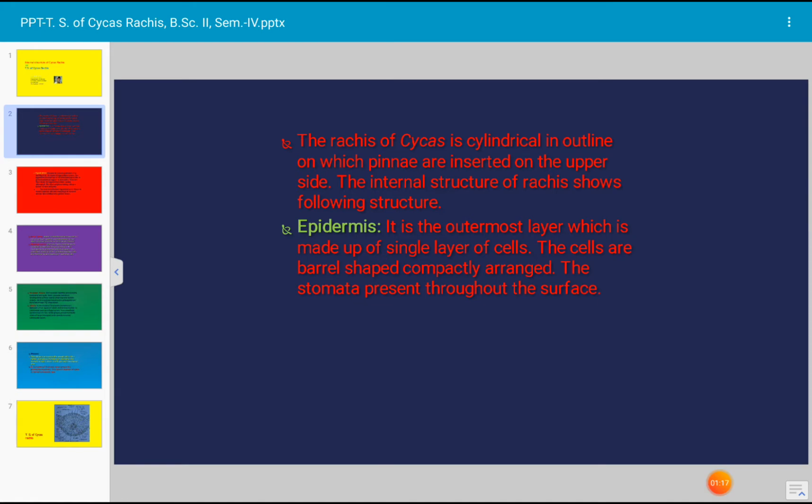Epidermis. Epi means outer, dermis means skin. Outer skin of the rachis of Cycas, epidermis. It is the outermost layer, which is made up of a single layer of cells. The cells are barrel shaped and compactly arranged, and since the rachis is part of the leaf, the stomata are present on the rachis.